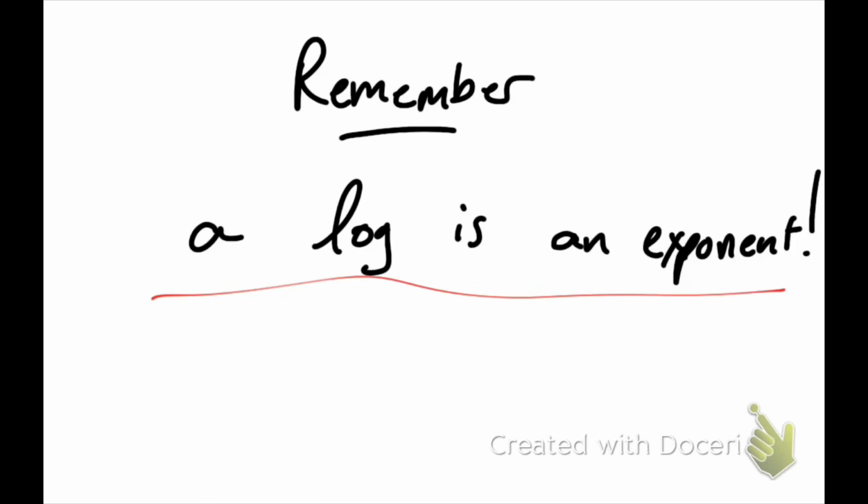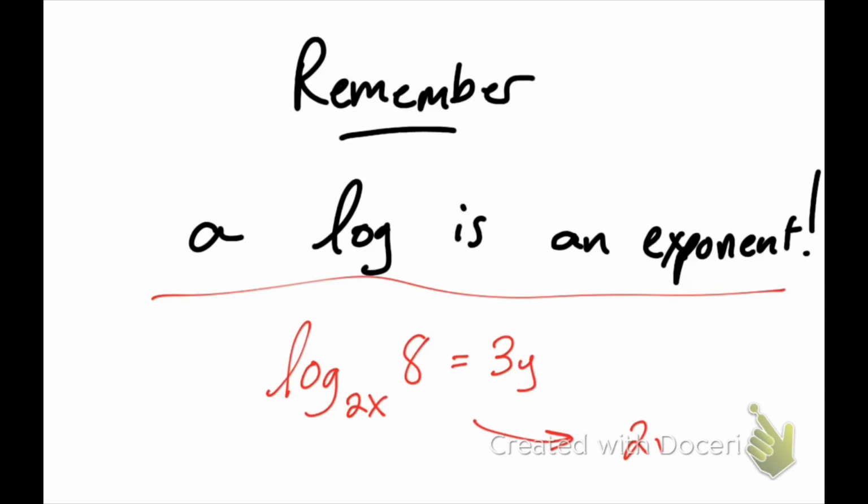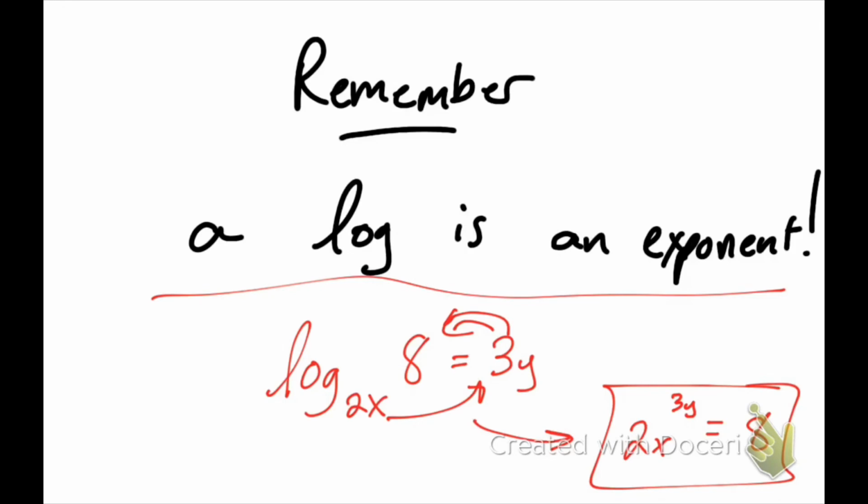I'm going to do one more just really quick. Let's say I had log base 2x of 8 equals 3y. If I wanted to convert that to exponential form, I could go 2x to the 3y equals 8. So just the same process works. You still recycle that around. So if you remember, a log is an exponent. It's going to make your life a lot easier.